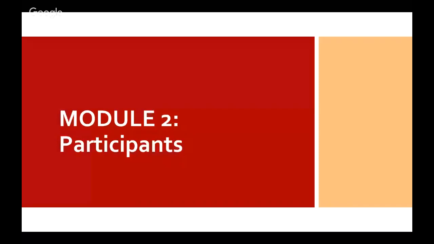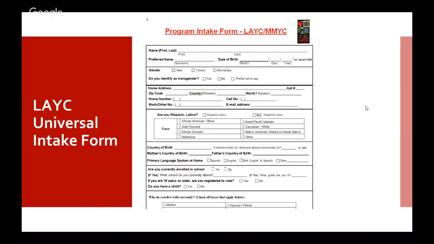We require that LAYC staff enter this data for each program so that we can tell how many youth we're serving at any given time and the characteristics of those youth. You obtain this participant demographic information from an intake form that is given to youth when they first start receiving services from the program. This is what the intake form looks like.